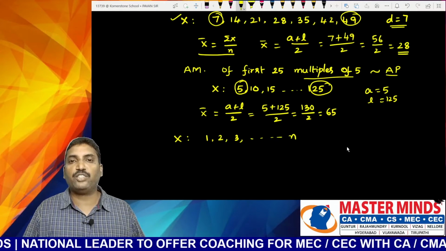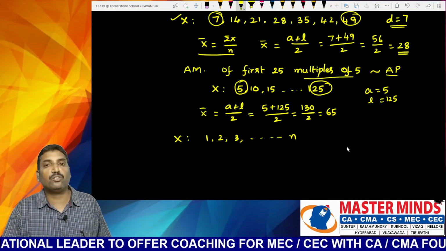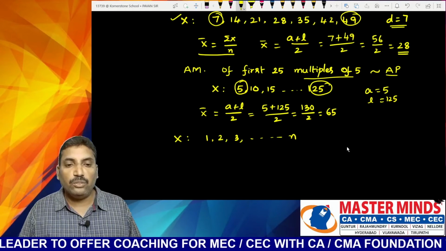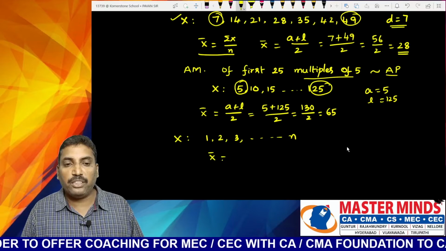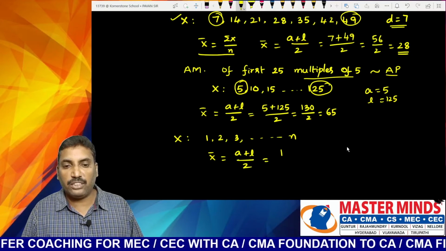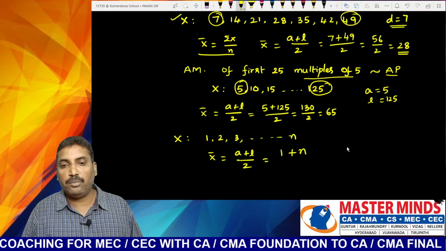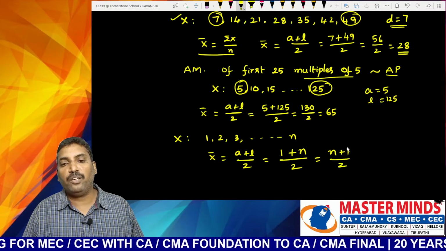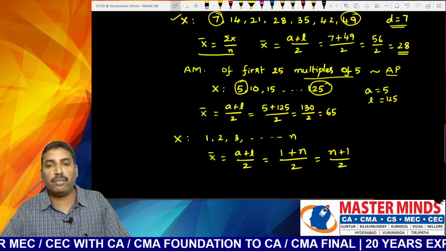Of course, n natural numbers also follow the arithmetic progression, only with the common difference 1. So we can use the formula again: x bar is equal to (a plus l) by 2. Now what is a? The first term is 1 and the last term is n. So we can say that the arithmetic mean of the first n natural numbers is (n plus 1) by 2.